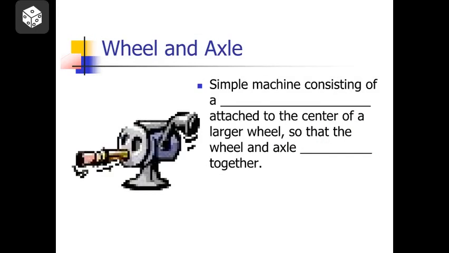Third one is a wheel and an axle. Obviously an automobile uses a wheel and axle. Your bicycle uses a wheel and axle. Wheel and axle is a simple machine consisting of an axle connected to the center of a larger wheel so that the wheel and axle rotate or spin together. So a pencil sharpener, you spin this handle, you turn the handle, inside the mechanism has a wheel and axle that sharpens your pencil. We already mentioned the automobile. That obviously has wheels and axles. Your bicycle has wheels and axles.